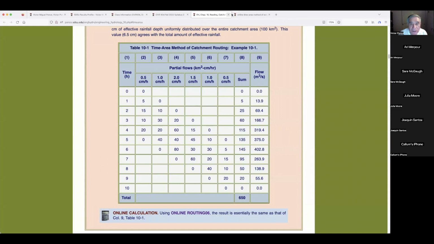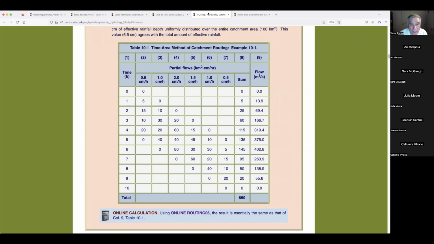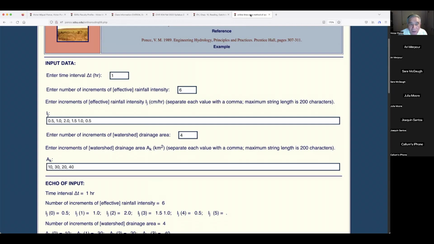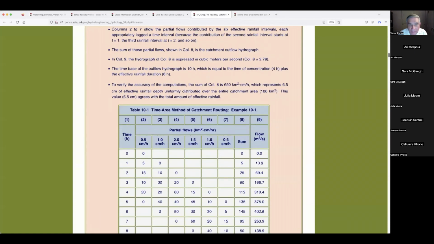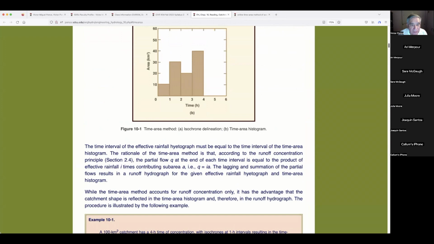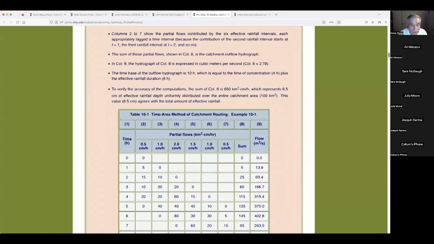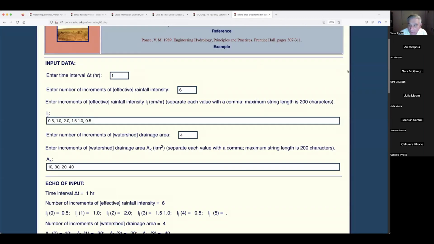0.5, 1, and 2. Let me see that. 0.5, 1, and 2. And then we have 1.5, 1, and 0.5. And 4. 10, 30, 20, and 40. Okay, let me see. Not sure exactly what's going on. We did it earlier. 10, 30, 20, and 40. So 10, 20, 30, and 40.